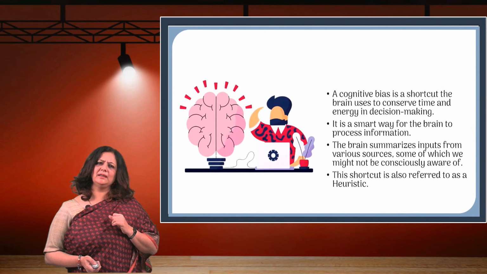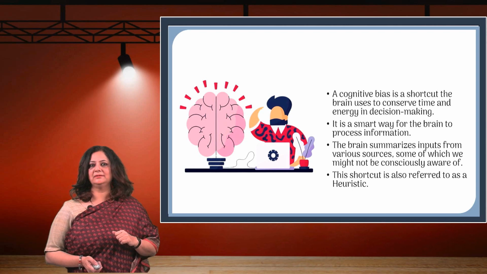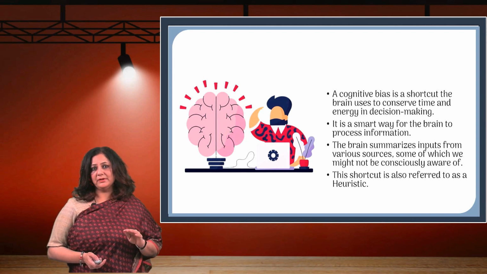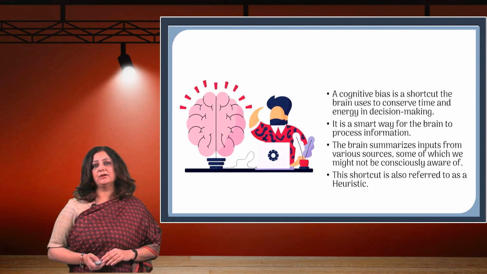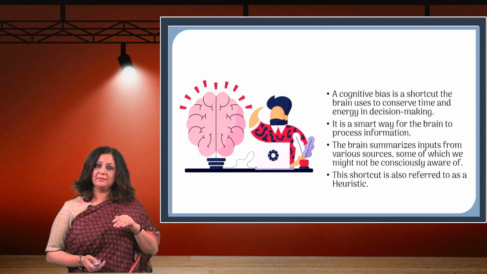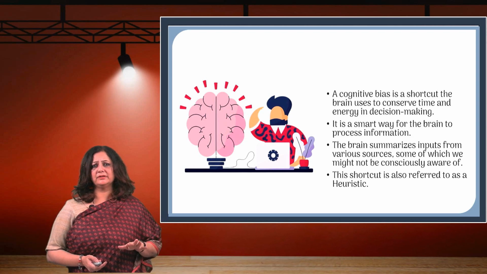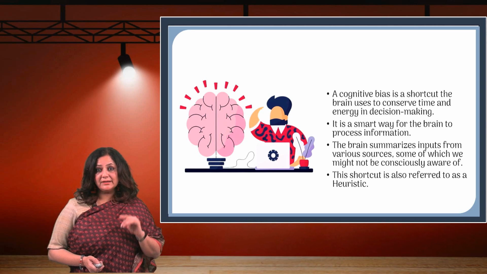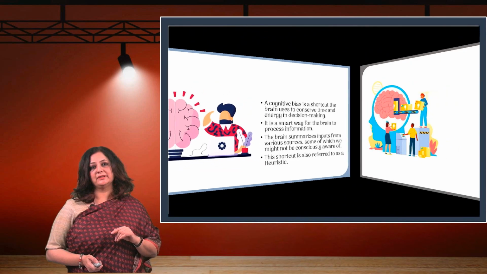Did you notice something? It's systemic, implying it's a kind of inbuilt system, which in turn means that it's natural. Now, this means that there is some purpose or functionality behind cognitive biases. A cognitive bias is actually a shortcut our brain uses to conserve time and energy in taking decisions. It's the smart way. The brain summarizes inputs that it receives from various sources that we might not be conscious about and makes a shortcut. This shortcut is also called a heuristic.